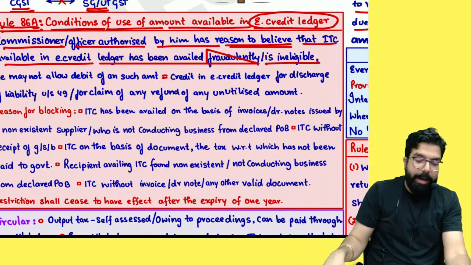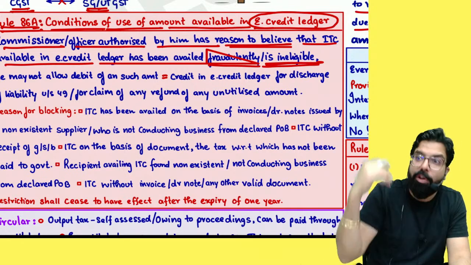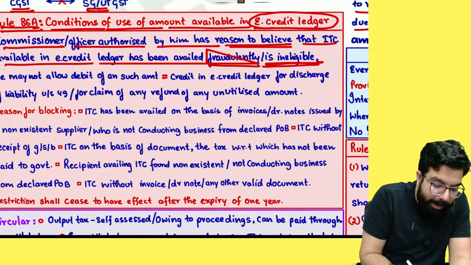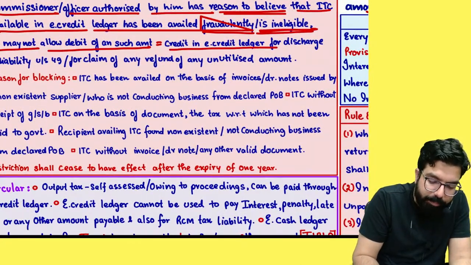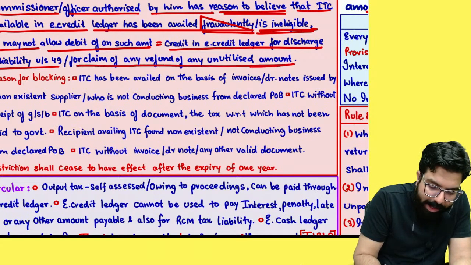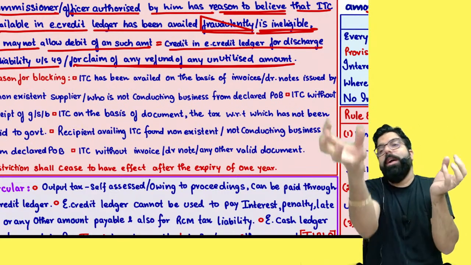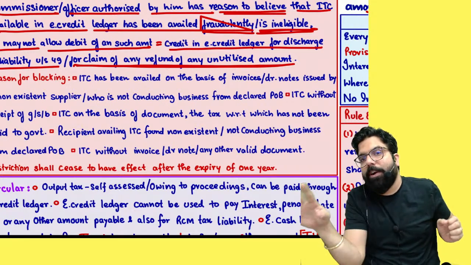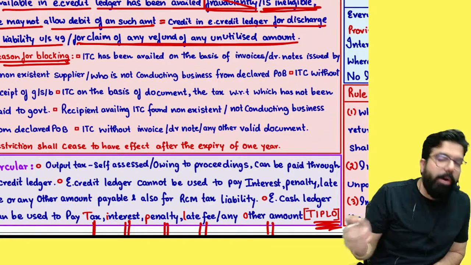They are telling, might be you took fraudulently, it is ineligible, block credit also you went ahead and took. So they are telling, then commissioner may not allow the debit of such amount equal to the credit in the e-credit ledger for discharge of your liability or for claiming a refund of the unutilized amount. Means you can't use it also, or you want to take a refund of your e-credit ledger, refund also will not be given. So sir, what are the reasons they can go ahead and block your credit?